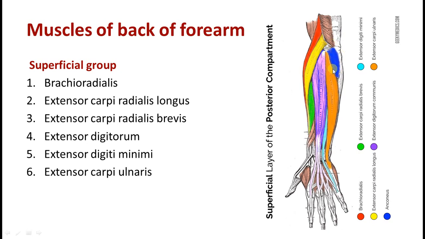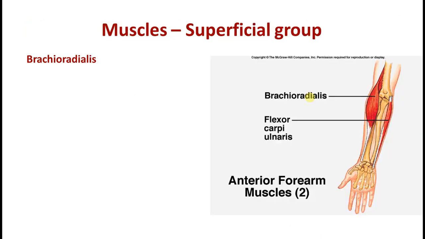So the 7 muscles are actually brachioradialis, extensor carpi radialis longus and extensor carpi radialis brevis, extensor digitorum, extensor digiti minimi, extensor carpi ulnaris and anconeus. Okay, so you should be well versed with the names of the muscles. At least you should be able to name the muscles, superficial group and deep group.